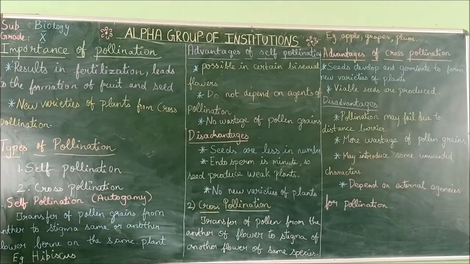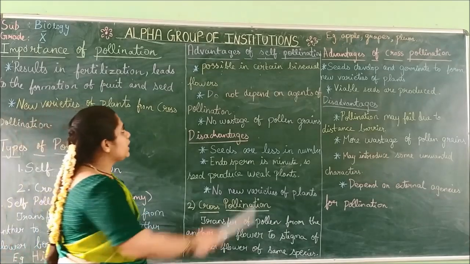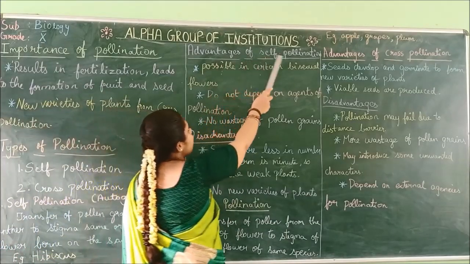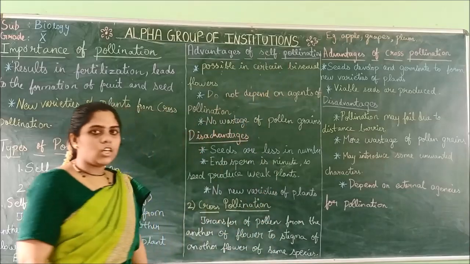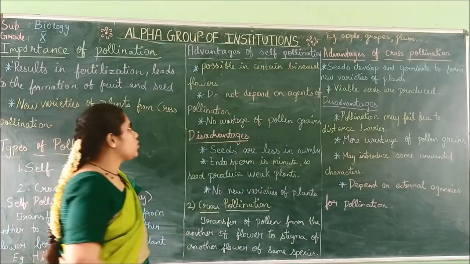So, example, hibiscus. In the hibiscus plant, what happens? Self pollination only happens. The transfer of pollen grains will happen within the plant itself. So this is called self pollination. Next we are moving on to the advantages of self pollination. So we are going to see about the advantages.